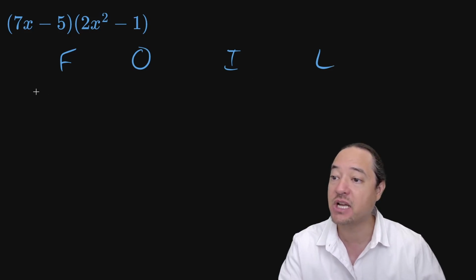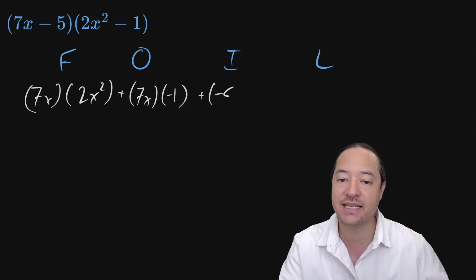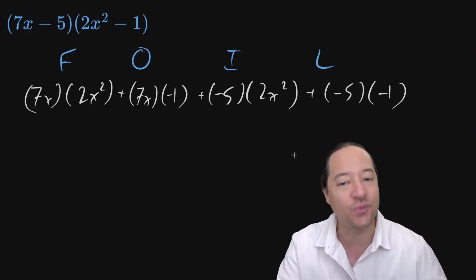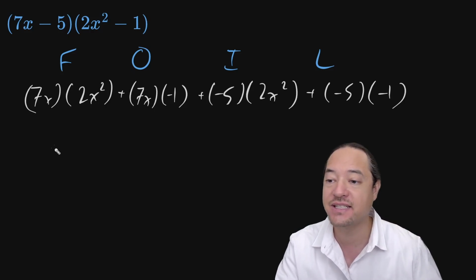So first times first will be 7x multiplied by 2x squared, right? Outer times outer, that will be 7x multiplied by negative 1. Inner times inner, that's negative 5 times 2x squared. And finally, last times last, it'll be negative 5 times negative 1. Okay, so this is how we can FOIL it. Now we just need to simplify.